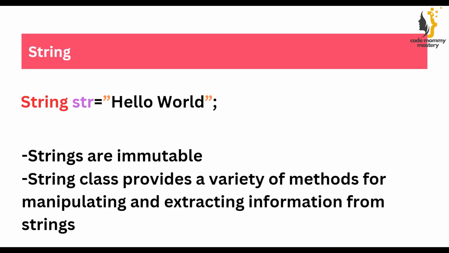Strings are immutable, meaning that once a string object is created, its value cannot be changed. Any operation that appears to modify a string actually creates a new string object. This immutability has implications for memory efficiency and thread safety.